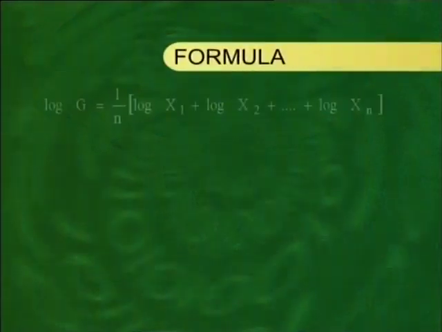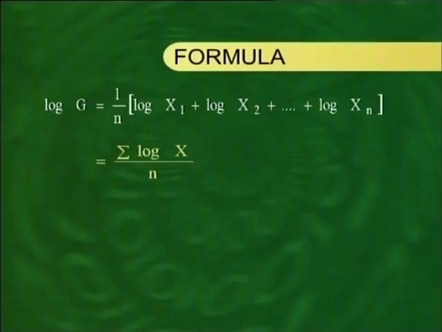Taking logarithms to the base 10, our formula becomes log of g is equal to 1 over n times log of x1 plus log of x2 plus so on up to log of xn. ये इसलिए कि जैसा कि आप पहले से जानते हैं, जब भी किसी प्रोडक्ट का लॉग लिया जाता है तो वो सम में कन्वर्ट हो जाता है. दैट इज लॉग ऑफ द प्रोडक्ट इज इक्वल टू द सम ऑफ द लॉगरिथम्स. हेंस द फॉर्मूला बिकम्स log of g is equal to sigma log x over n.